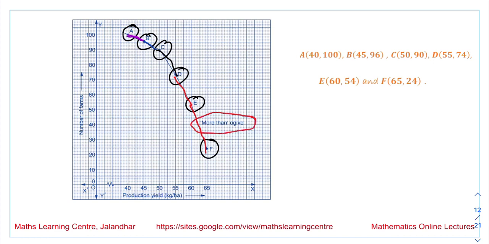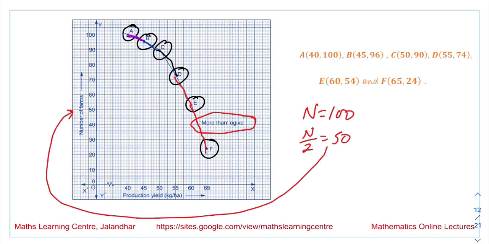In this question, it is not being asked to calculate the median, so we leave the answer up to this. If we were asked to find the median, we would write the value of n is 100, the value of n by 2 is 50. We locate the point 50 on the y-axis. We draw the perpendicular over here, and draw the perpendicular on the x-axis. So the median value we obtain is equal to 60. But in this question, we are not being asked to find the median, so we leave it up to this point that we have to draw the more than type Ogive.